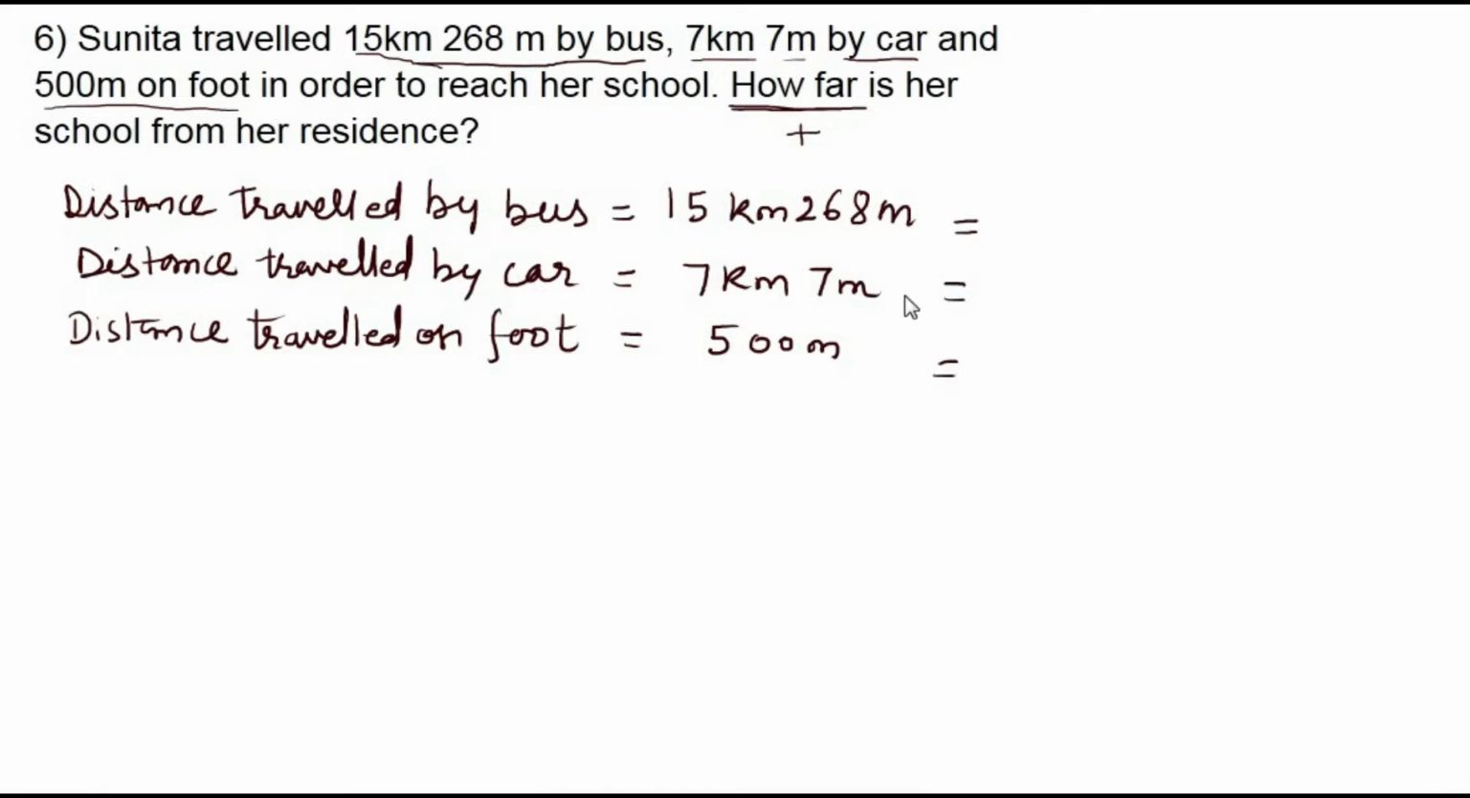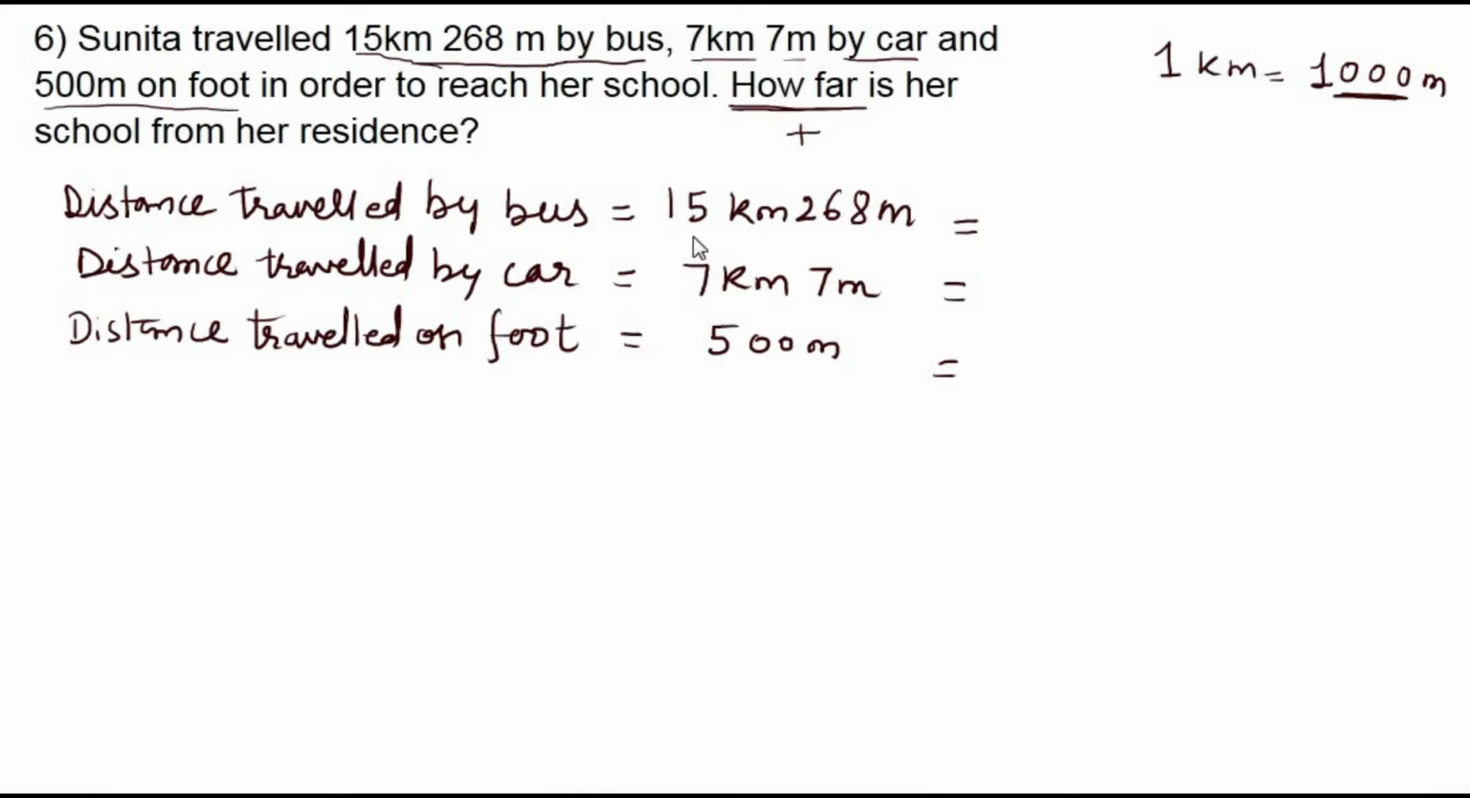We need to change all the distance into kilometer first. We know that 1 kilometer is equal to 1000 meter. How many zeros are here? We have 3 zeros. It means we need to use 3 digits after decimal point to represent this meter part in kilometer.